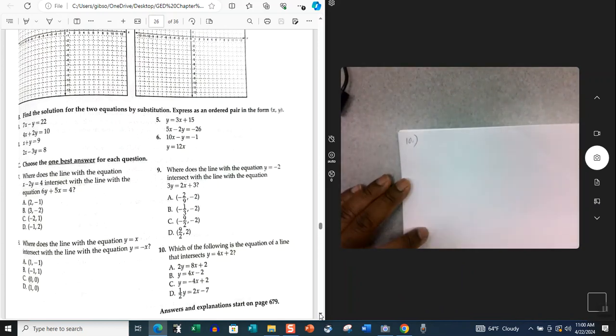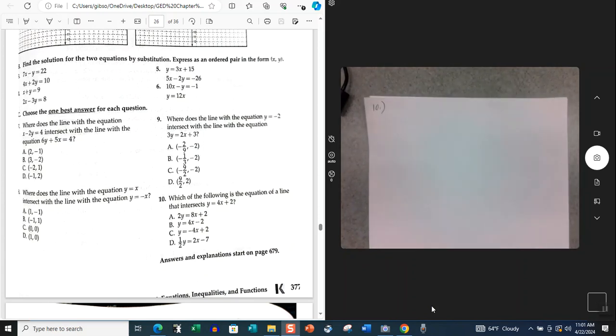Problem 10. It says, which of the following is the equation of a line that intersects y equals 4x plus 2? All right, let's see. So we say that intersects the line. I don't like how they introduced this problem because we have not talked about parallel and perpendicular lines. However, I'm going to explain this to you now.